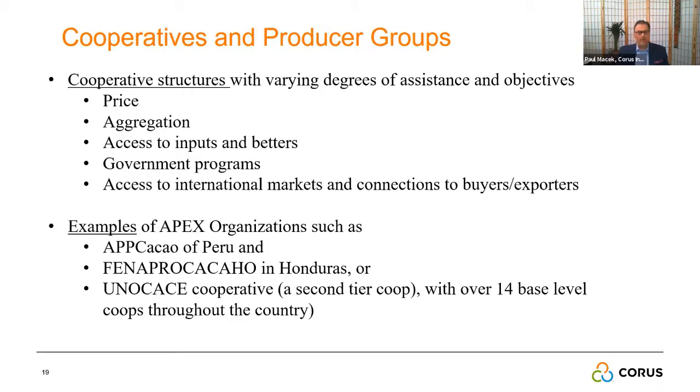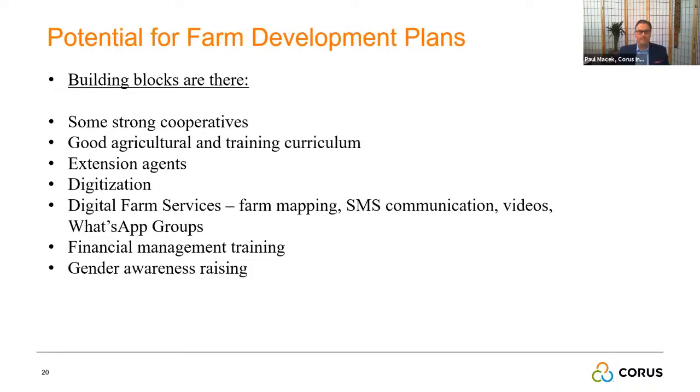A few examples of these, what I would call apex organizations in Latin America, include App Cacao of Peru, FENAPRACADO in Honduras, and Unicase in Ecuador, which is a large second-tier cooperative with over 14 base level cooperatives spread throughout the country. Next slide.